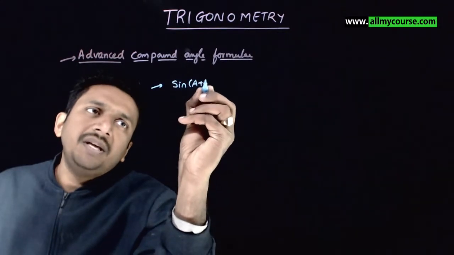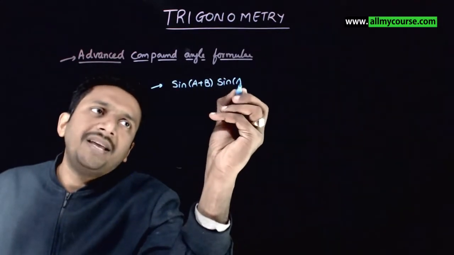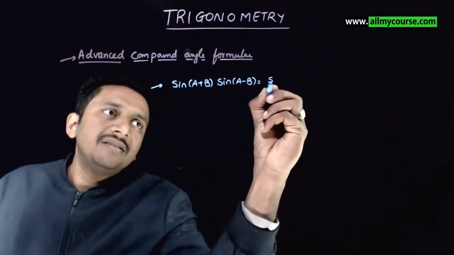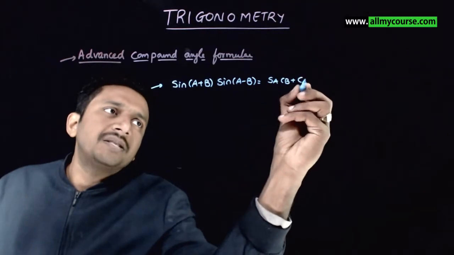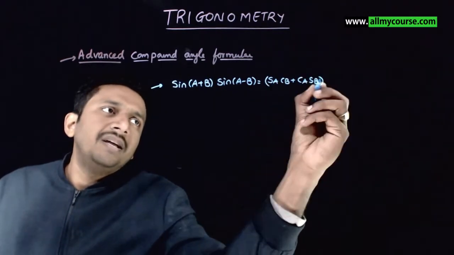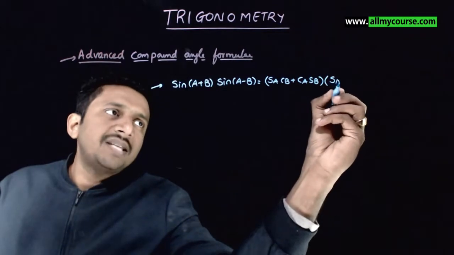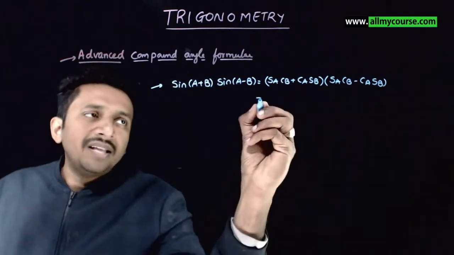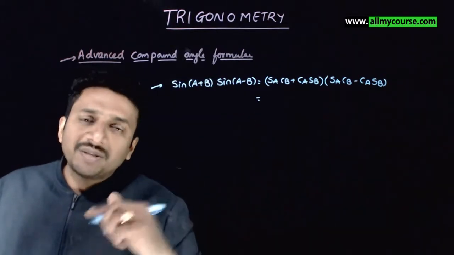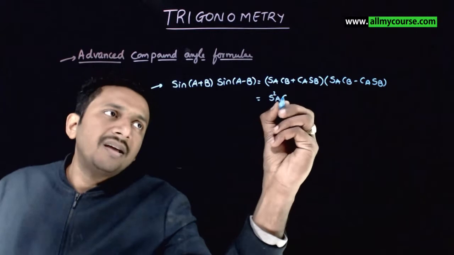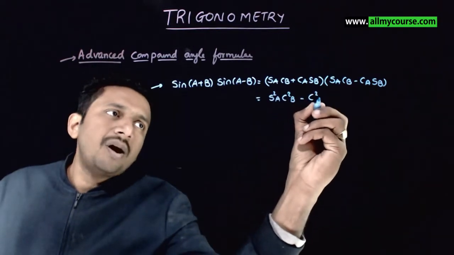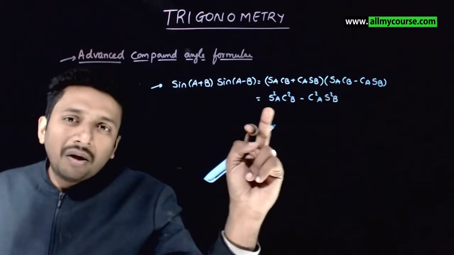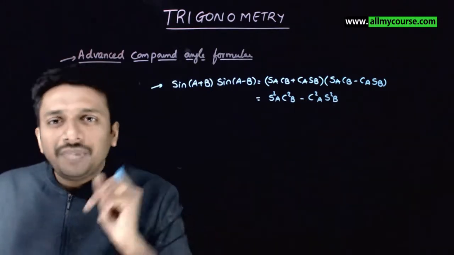So now the next set of formulas. Sin A plus B into sin A minus B is nothing but, so what is sin A plus B? Sin A cos B plus cos A sin B, into sin A minus B, which is sin A cos B minus cos A sin B. That is of the form A plus B into A minus B, that is sin square A cos square B minus cos square A sin square B.